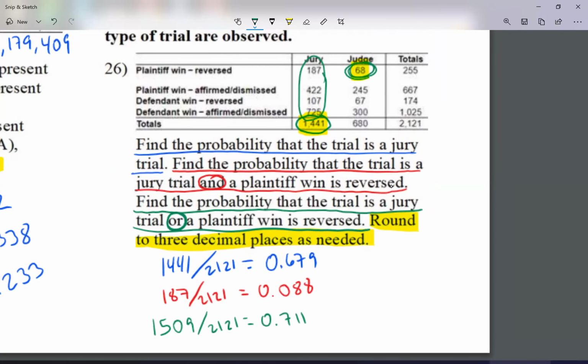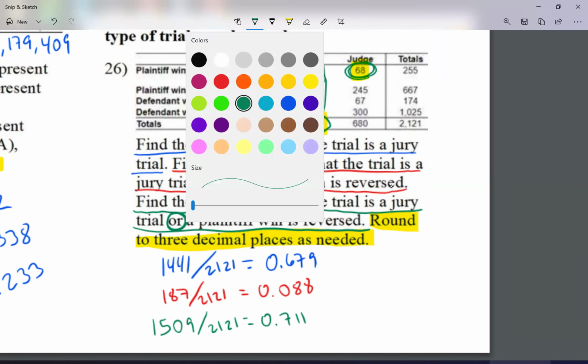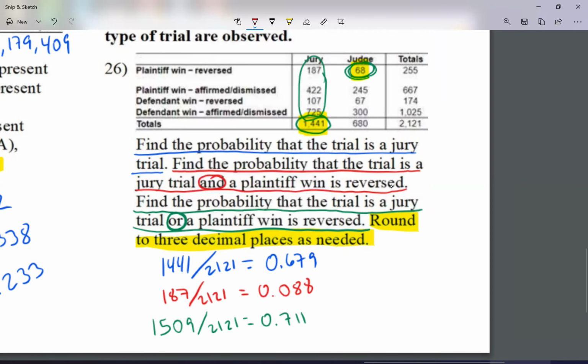Couple things here I want to emphasize. When I use the word and, it had to be jury and it had to be plaintiff win reversed. So it was just that one number. When I use the word or, I look at the juries, all of the juries, and the plaintiff win that is reversed, that is not a jury. And then I added those two. So keep in mind what I did when I used the word and when I used the word or.